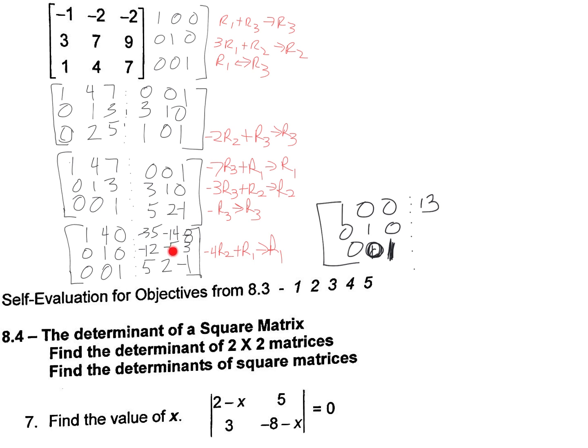20. Again, remember it's multiplied by negative 4. 20 minus 14 is 6. Negative 12 plus 8 is negative 4. And I rewrite the rest of it. Negative 12, negative 5, 3, 5, 2, negative 1. There is our inverse matrix.